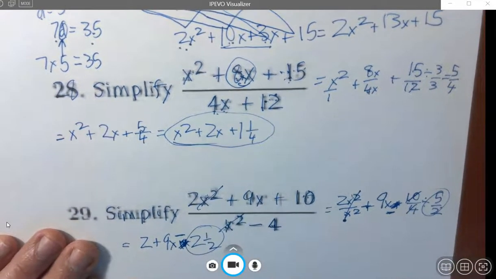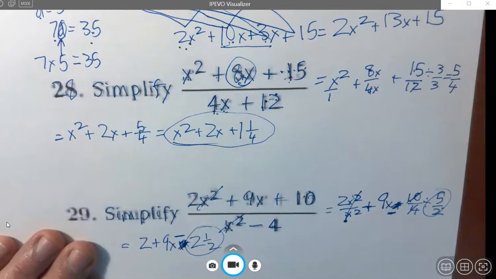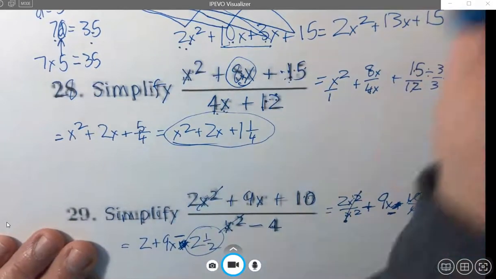These are all things you saw in 4th grade, and hopefully this will help you on some of your algebra problems in the future.